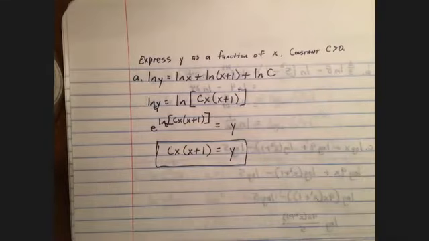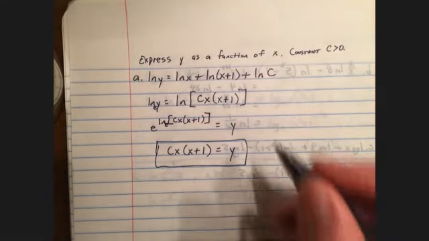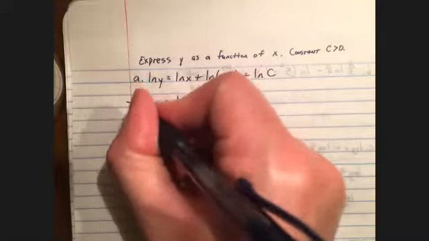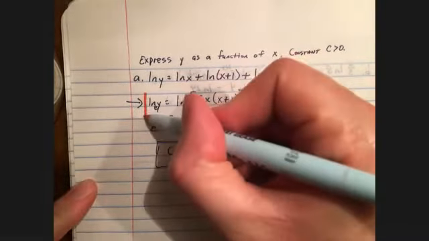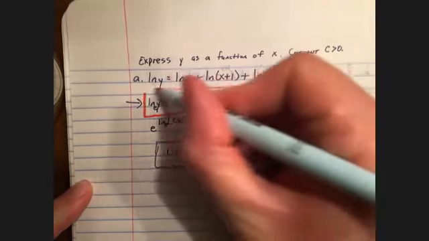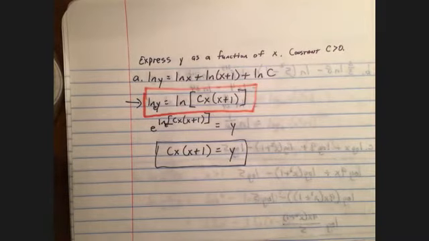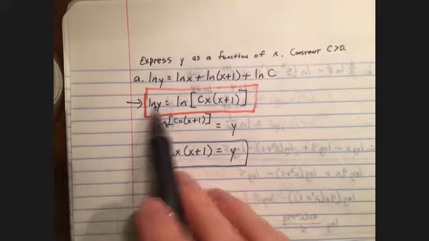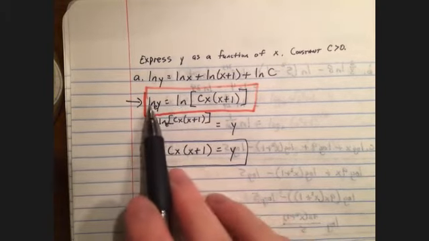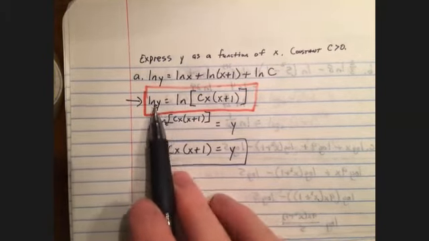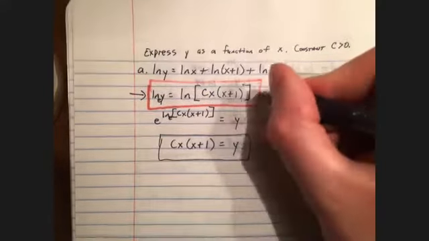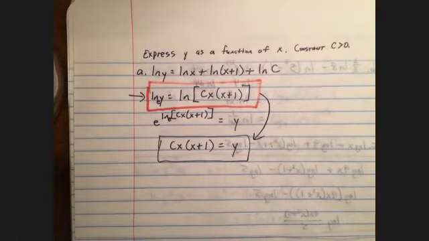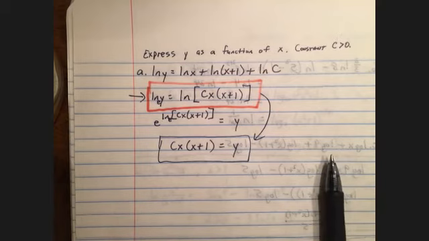So you probably noticed already that when you got to this line right here, in this part, we could have just dropped our ln's because they're on both sides of the equation. So you can, quote unquote, drop them, leaving us just with the y and the cx times x plus 1. But I want to make sure that instead of just going from here to here and skipping this step in the middle, you guys saw why that works the way it does.